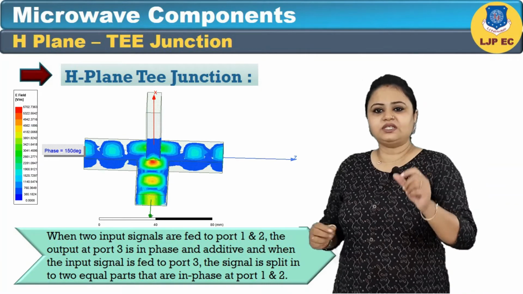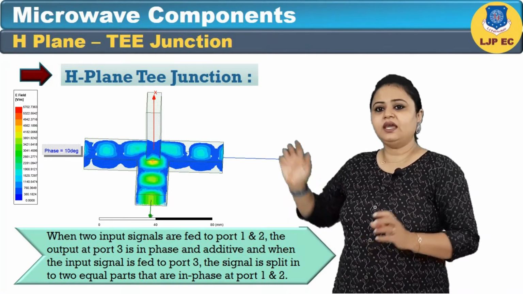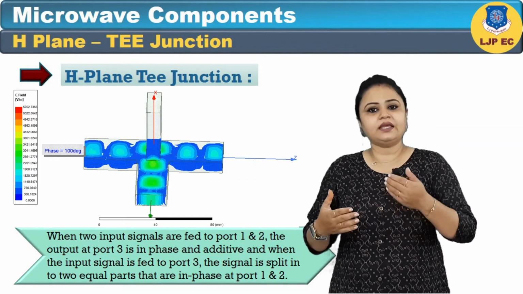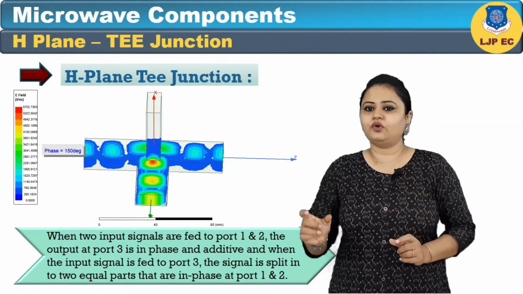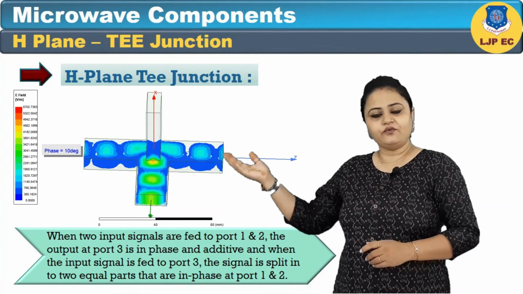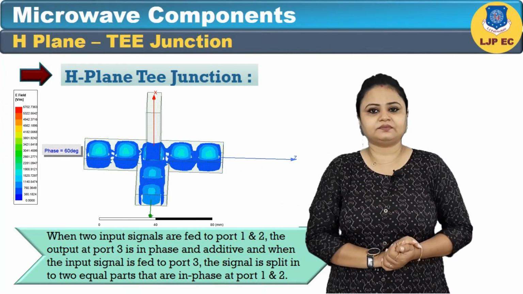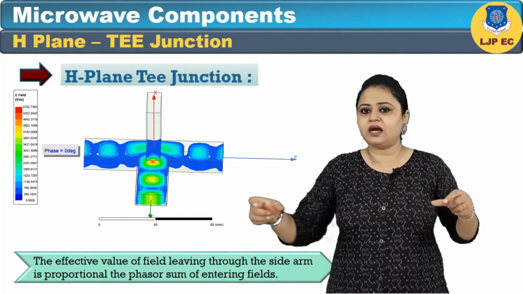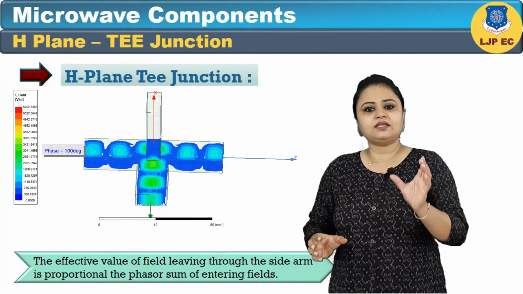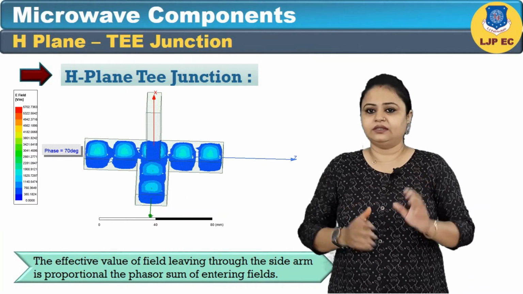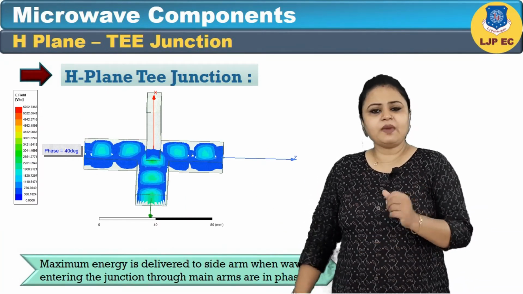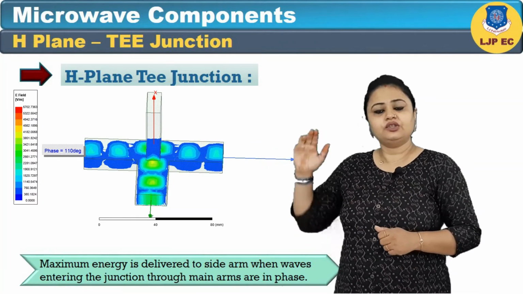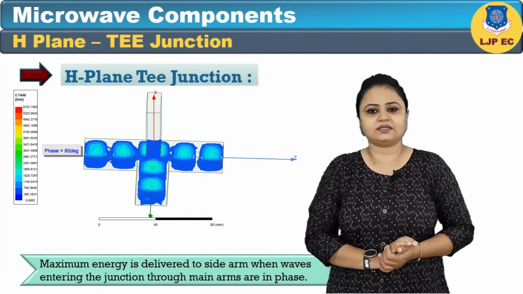And when the input signal is fed to port 3, the signal is split into 2 equal parts that are in phase at port 1 and port 2. Here you can see how waves travel through the device. The effective value of the field leaving through the side arm is proportional to the phasor sum of the entering fields. Maximum energy is delivered to the side arm when waves entering the junction through the main arms are in phase.